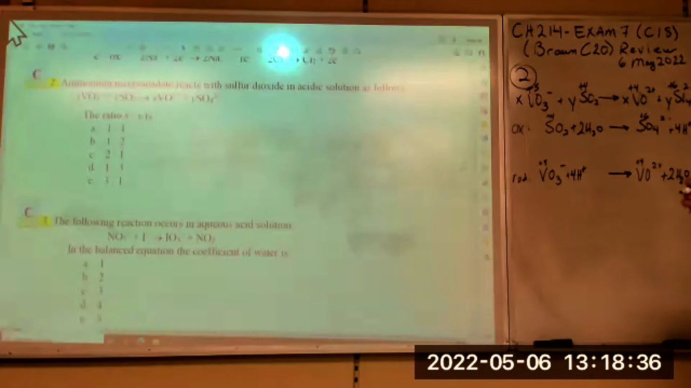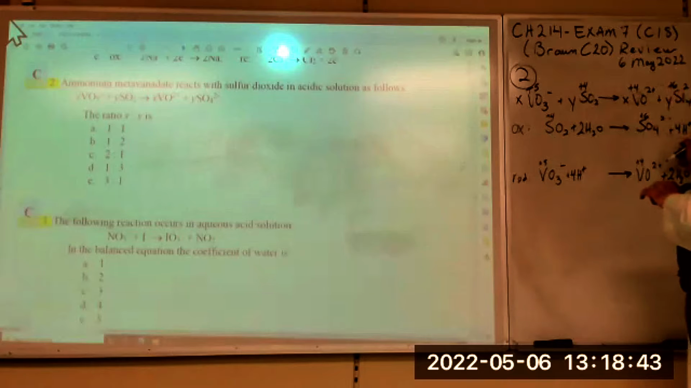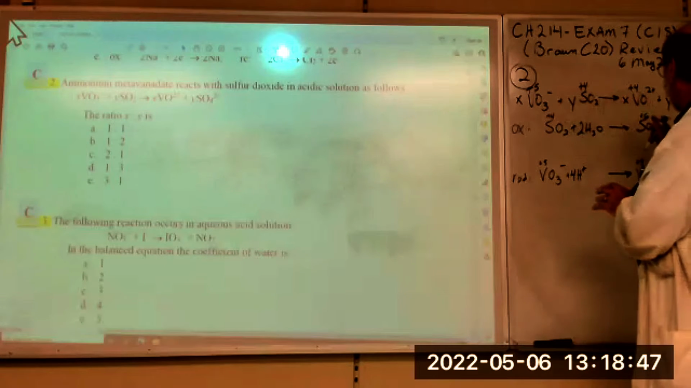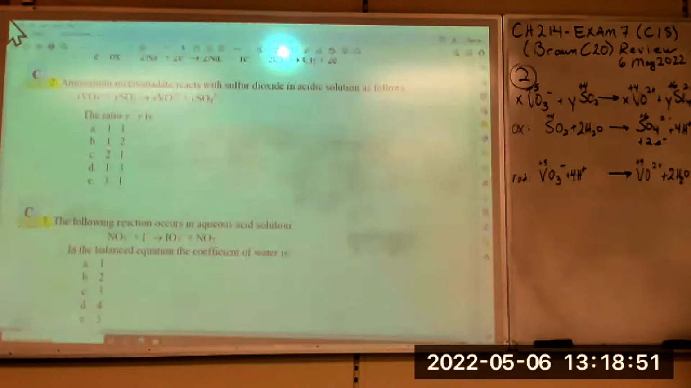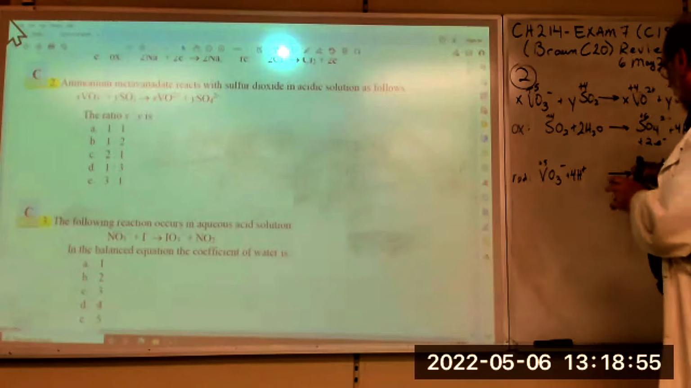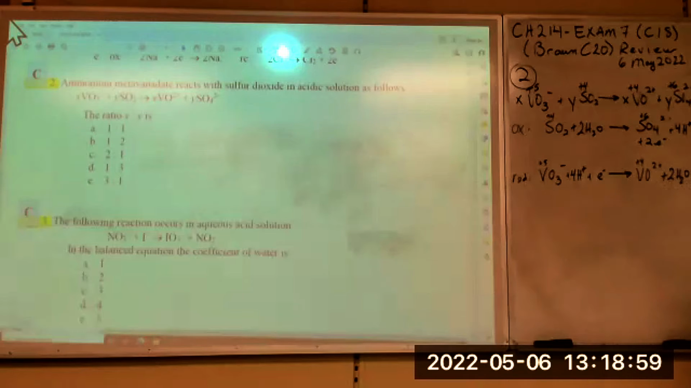Okay, so now we can balance the electrons. This is oxidation, so the electrons have to go over here. Right, it's a loss. So if we go from +4 to +6, we've got 2 electrons on that side. This one, we gained an electron, so we're adding 1 electron on this side.